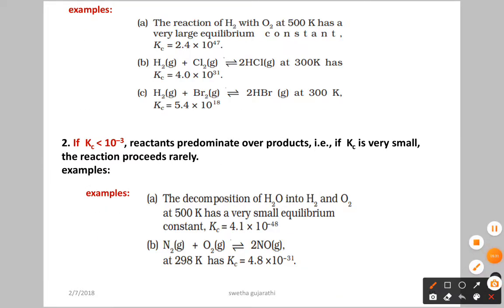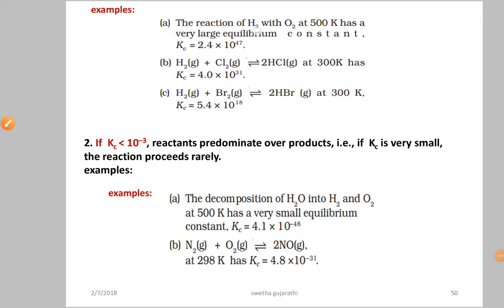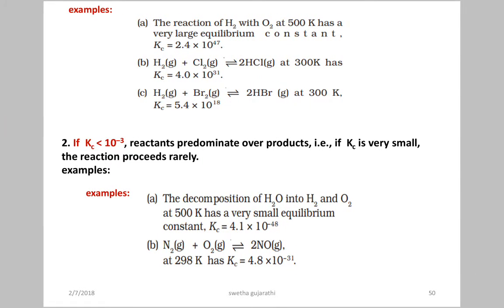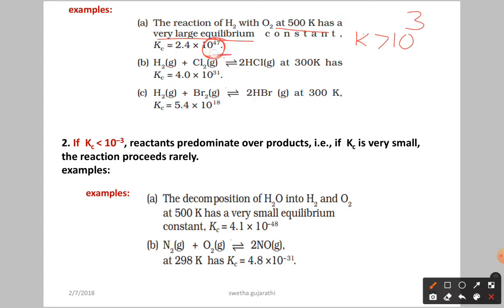So if you see the examples here, we have the values. If you see the reaction of H2 and O2 at 500 Kelvin, the equilibrium constant, how much do we have? 10 to the power of 47. What we know is that the K value should be more than 10 to the power of 3. So more than 10 to the power of 3, and here we have 10 to the power of 47. So the product concentration is more.